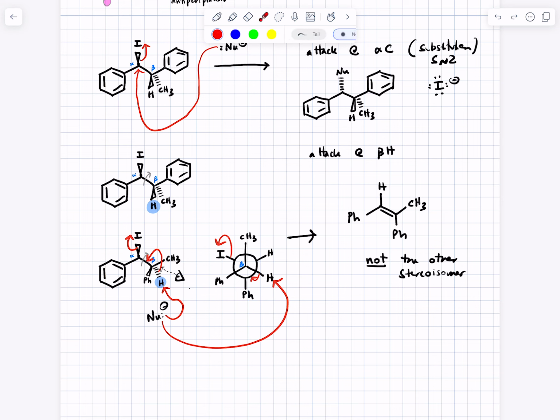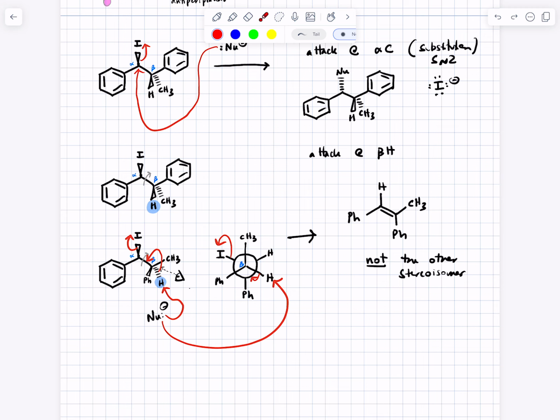If you had drawn me the other stereoisomer, the one where the phenyl groups are trans to each other, you would have communicated to me that you do not know that the E2 reaction requires the beta proton to be anti to the leaving group. All right? So that requirement has stereochemical consequences, and that's really important. Questions about that?